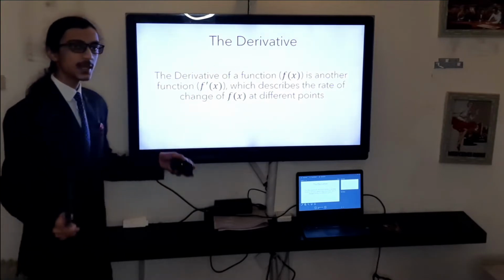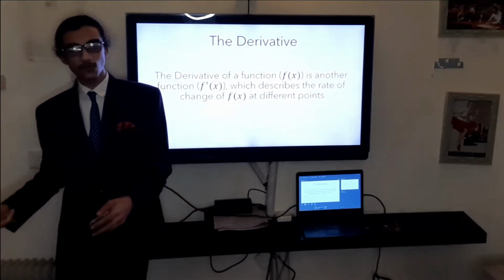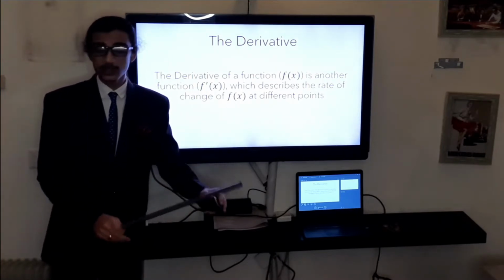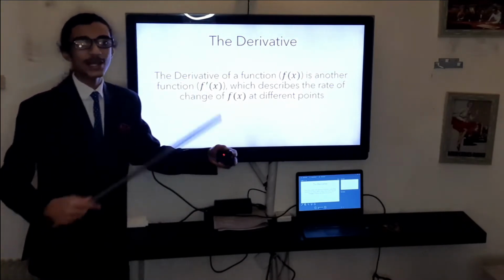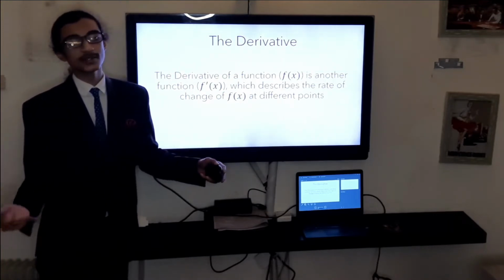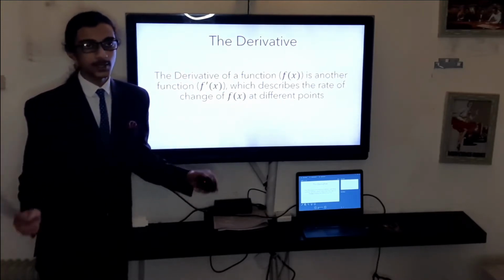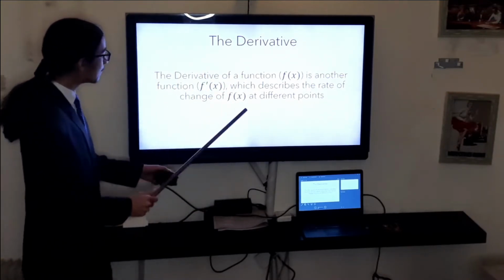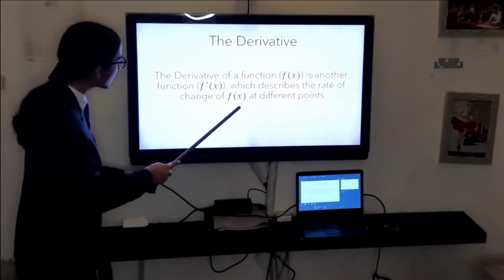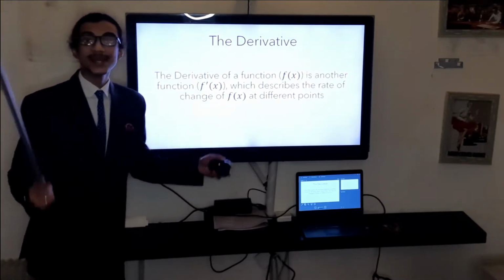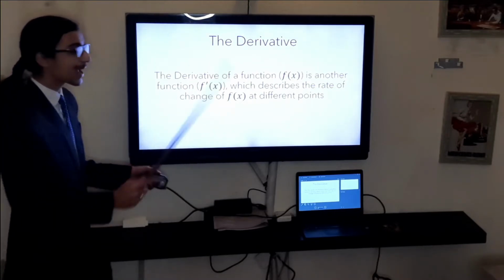What this definition is saying is that if I have some function f of x, its derivative is just another function, f prime of x, but the value of this new function, the derivative, is the rate of change of f of x at different points. Right? That's what this is saying. So the value of f prime of x at different points x is simply the rate of change of f of x at that point. So f prime of 2 is the rate of change of f of x at x equal to 2.